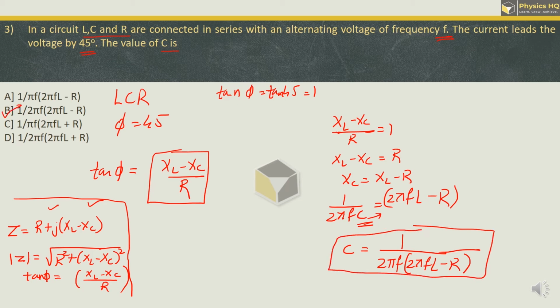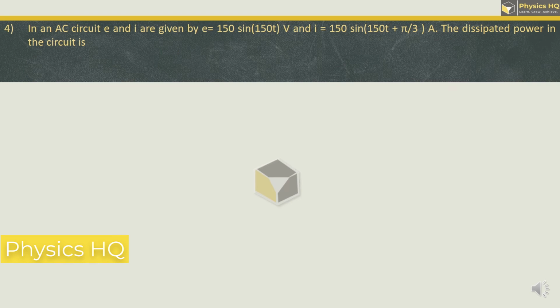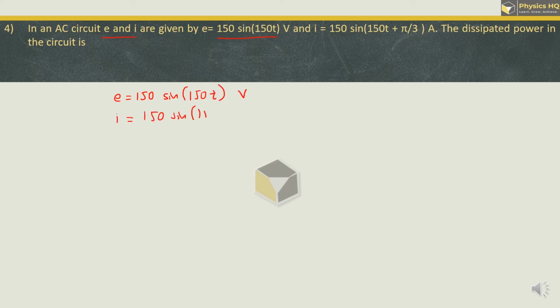Let us go ahead to the next MCQ. In an AC circuit, E and I are given by E is equal to 150 sine of 150 t volts. So I'll write it down. E is equal to 150 sine of 150 t volts. Current I is 150 sine of (150 t plus pi by 3) ampere. The dissipated power in the circuit is 106, 150, 5625 watts or 0.